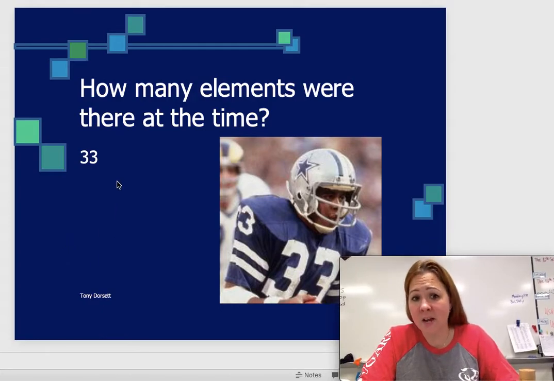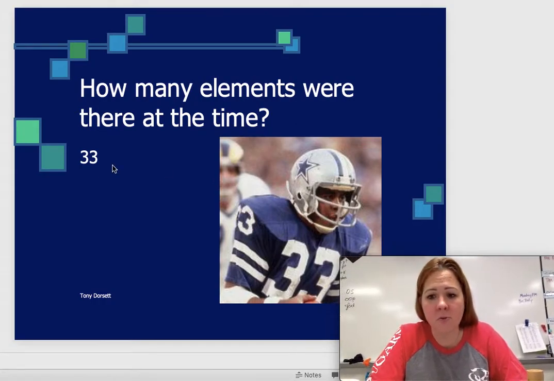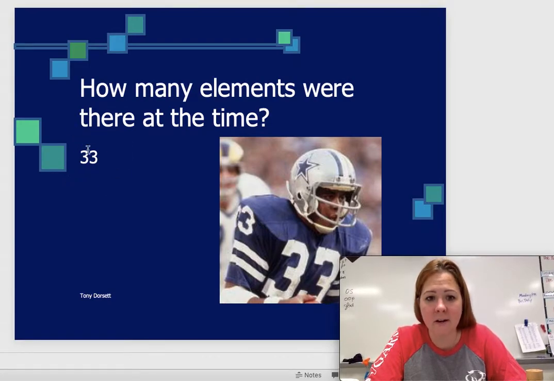So at that time we knew of 33 elements. Some of them now have been discredited, but not all of them, and for the most part we do have those being identified as 33.